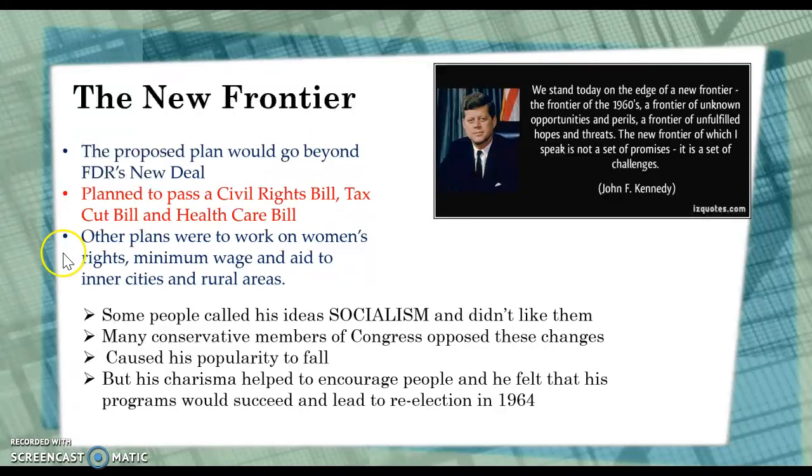Other plans were to work on women's rights, minimum wage, and aid to inner cities and rural areas. Some people called his ideas socialism, and they didn't like them. Many conservative members of Congress opposed these changes. They didn't like all these government programs. And in some respects, that caused his popularity to fall. But his charisma helped to encourage young people, and he felt that his programs would succeed and that he would eventually get reelected for a second term in 1964.